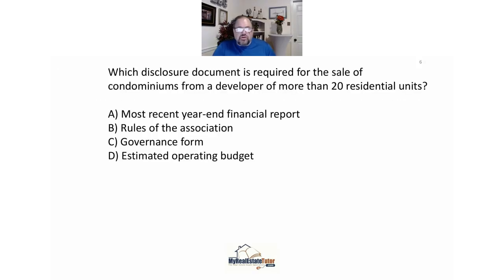All right, which disclosure document is required for the sale of condominiums from a developer of more than 20 residential units? Out of these answers, you don't see prospectus, but there's one that is a prospectus and another one that are going to be required for the sale of a condominium from a developer. That's a new sale of more than 20 units. Which one do you think it is?